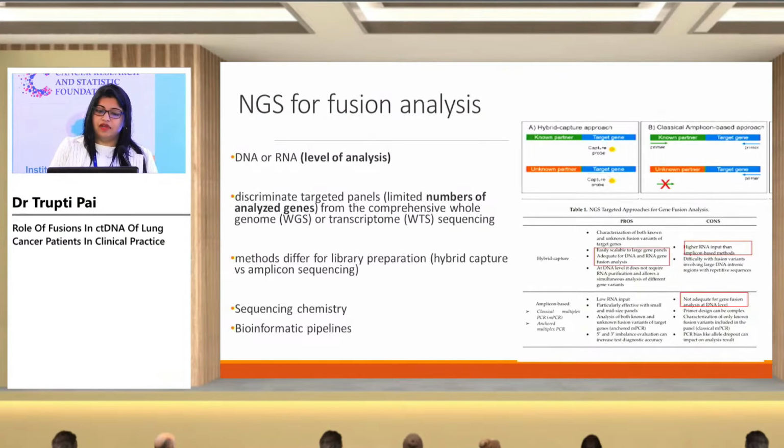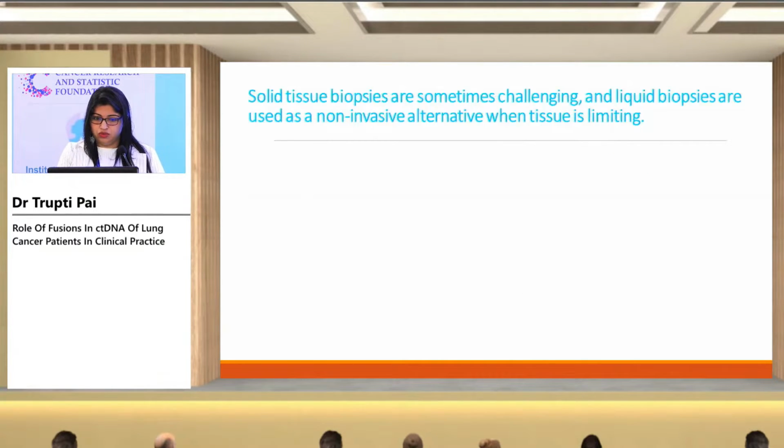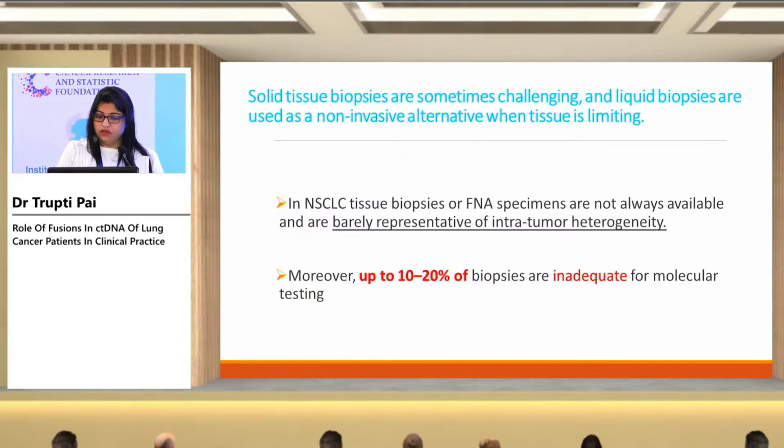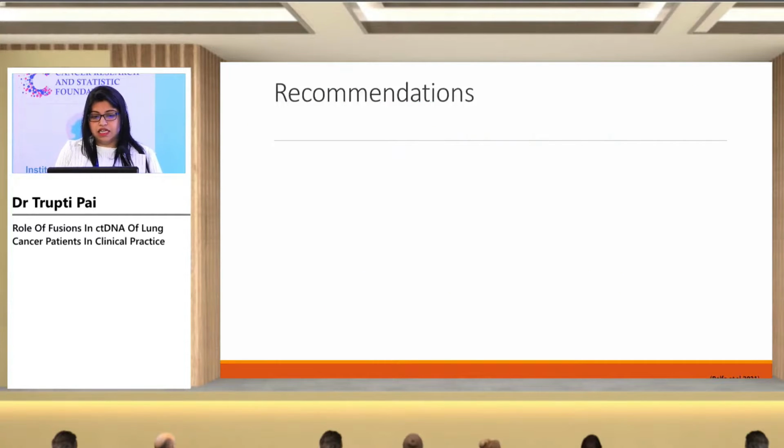So all this is very well established in the solid tissue. However, as we all know, the majority of cases, like 60 to 70% of lung cancers, are in the advanced and metastatic stage, and the only available tissue with you is a biopsy, which is also barely representative of the intratumoral heterogeneity. Also, up to 10 to 20% of biopsies are inadequate. So what is the solution in this case? It is the non-invasive alternative, that is the cfDNA.